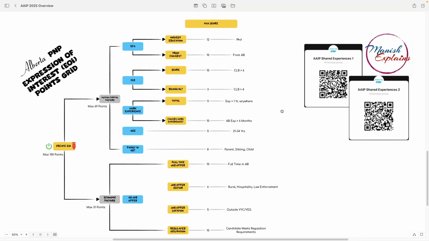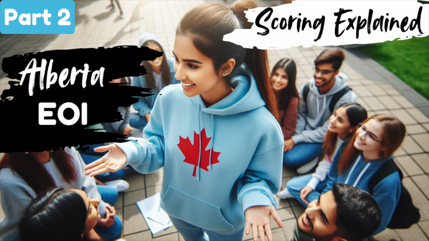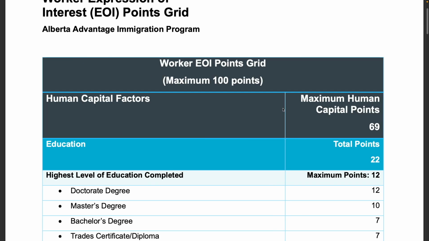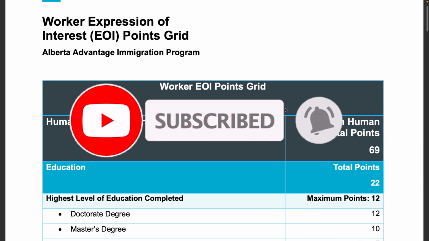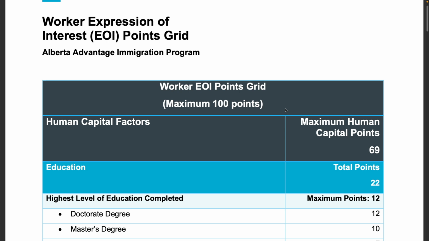In this particular video or presentation, I will take you through the breakdown of the expression of interest system. I will from time to time refer to the official documentation. The expression of interest points grid explains how a worker gets assigned up to a maximum of 100 points when they create an expression of interest. So very interesting.